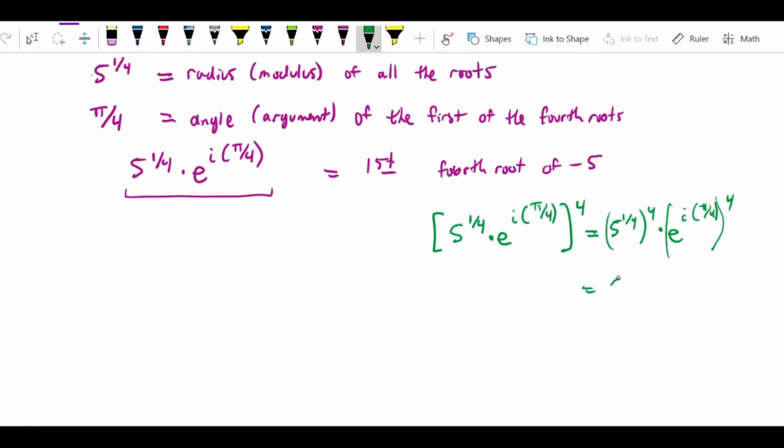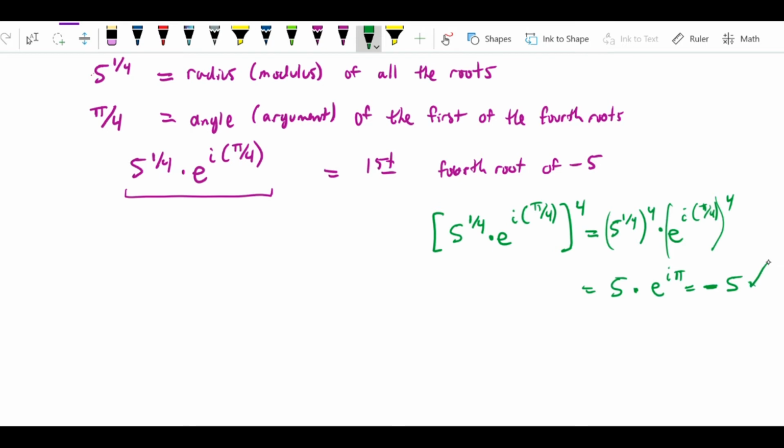That equals 5 to the 1/4 times 4, which is 5. E to the I pi over 4 times 4 is e to the I pi. That is in fact equal to -5. So check. We have found one of the fourth roots.